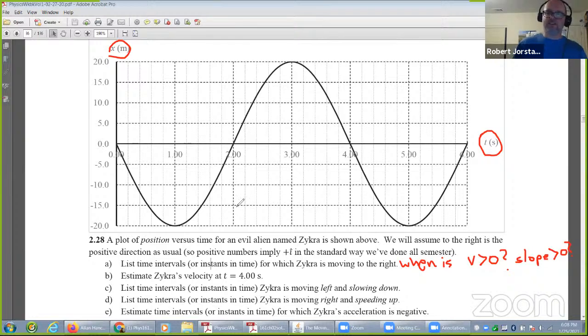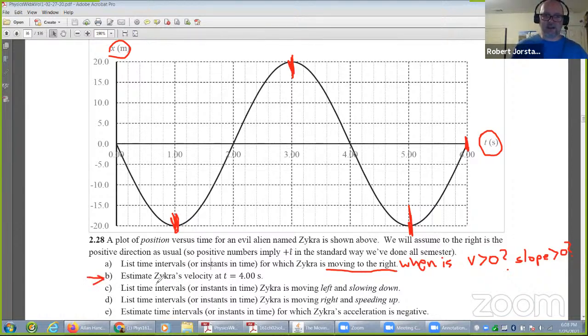If we want a positive slope, well, I could see that right here. Here's a positive slope. Everywhere between those two lines, right here and right here, that's a positive slope. Similarly, right between here and here. Got it. So what we've done is we've translated real life motion into meaning on a graph. Cool.